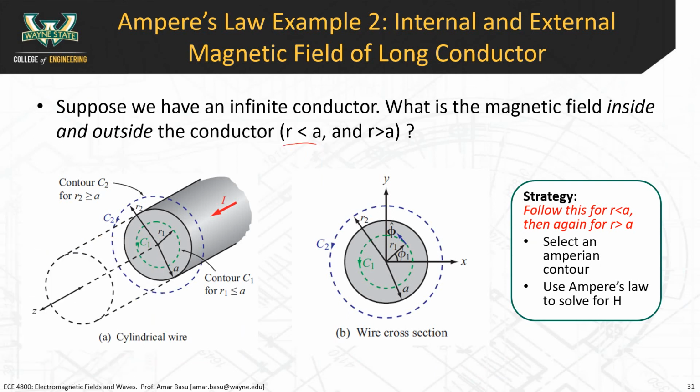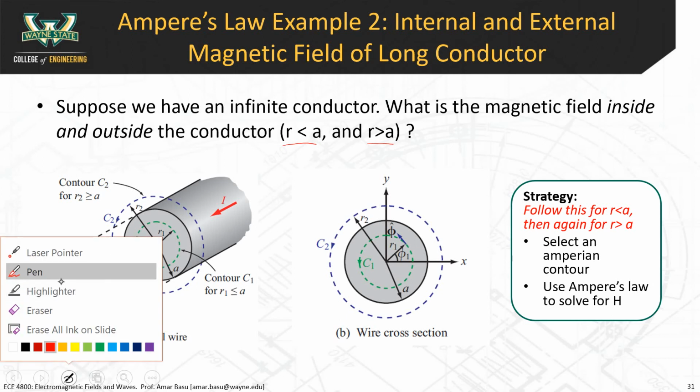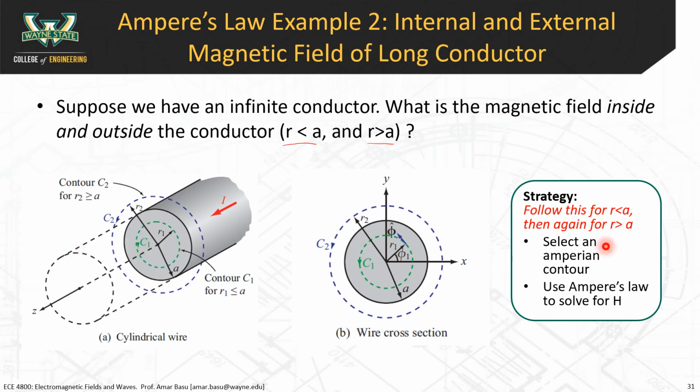So R is the radius and A is the dimension, the radius of the wire, and R is just our distance coordinate, our radial coordinate. Our strategy is the same as earlier. We're going to apply Ampere's law, select an Amperian contour, and use Ampere's law to solve for H. But we're going to do this twice: once for R greater than A, which we already did in the last example, so that's trivial, and a second time for R less than A.